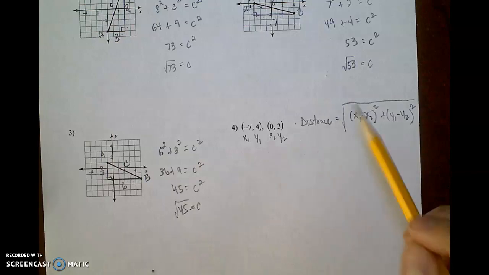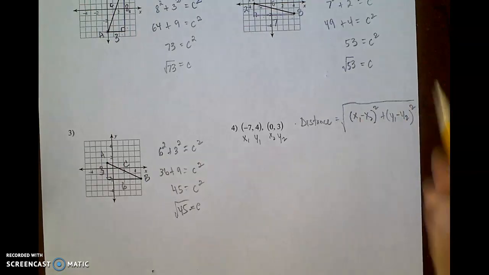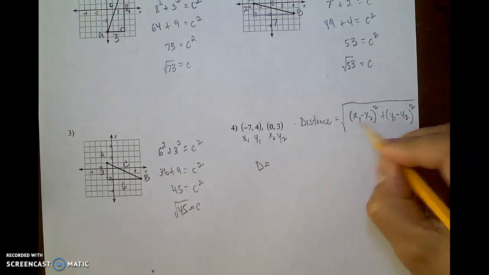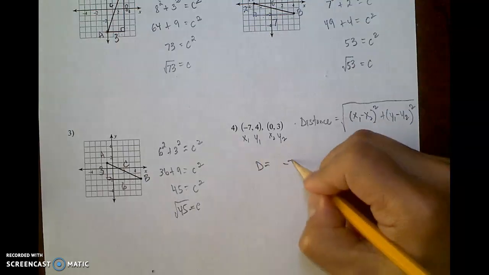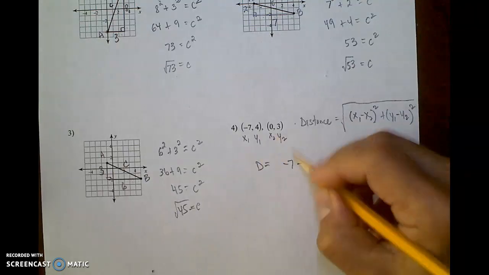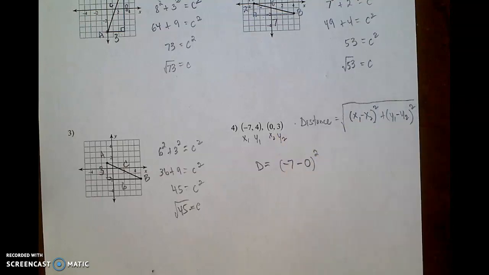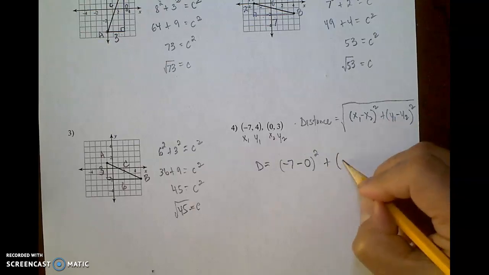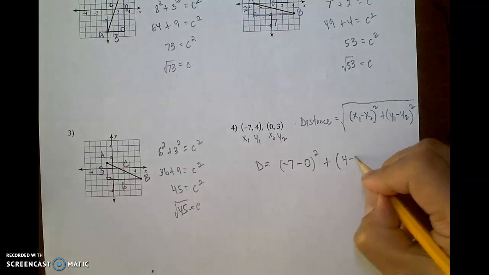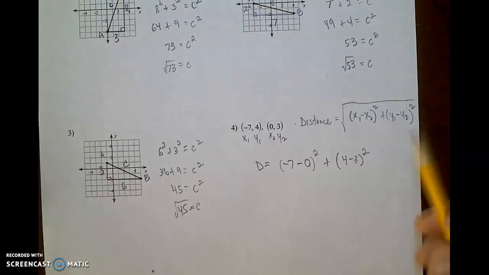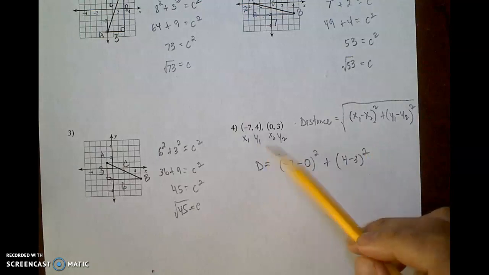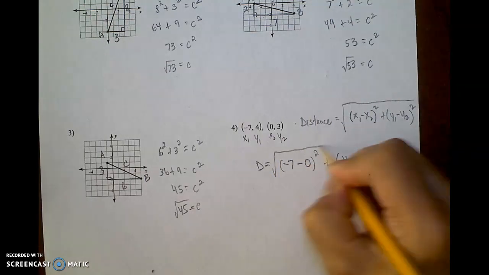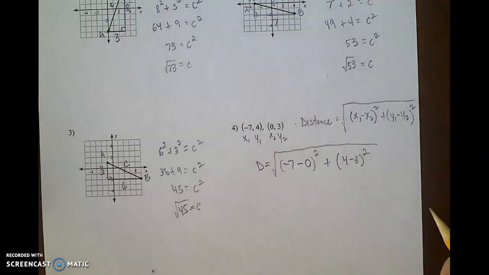Now with those numbers labeled, we can plug them into this distance formula. To find the distance, it's going to take x1 minus x2. My x1 is negative 7, minus x2 is 0. Put into parentheses and square it. Plus y1 minus y2 in parentheses, so it's going to be 4 minus 3 squared. I'm just plugging in the numbers that were labeled accordingly into the formula, and let's not forget all of this is under one big giant square root.